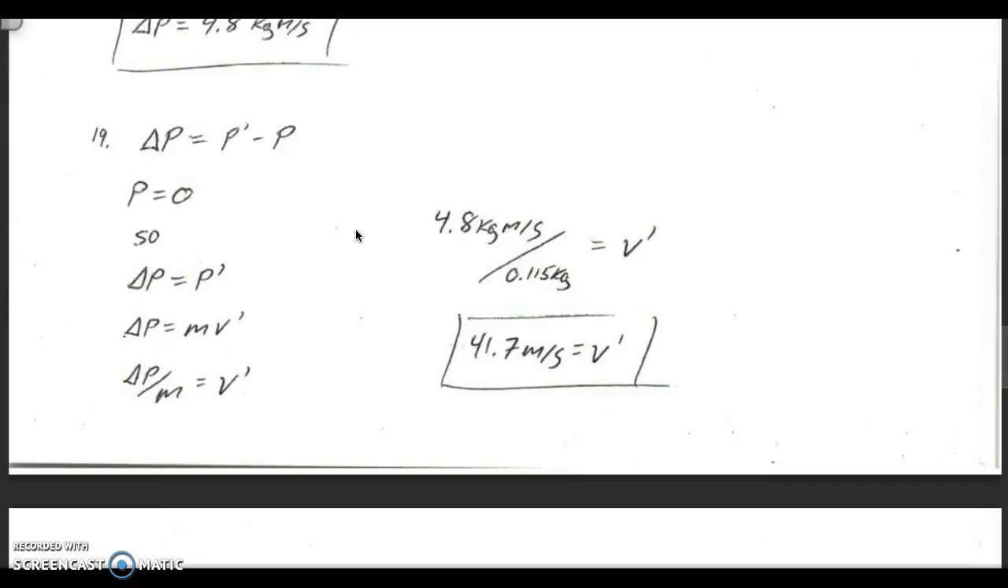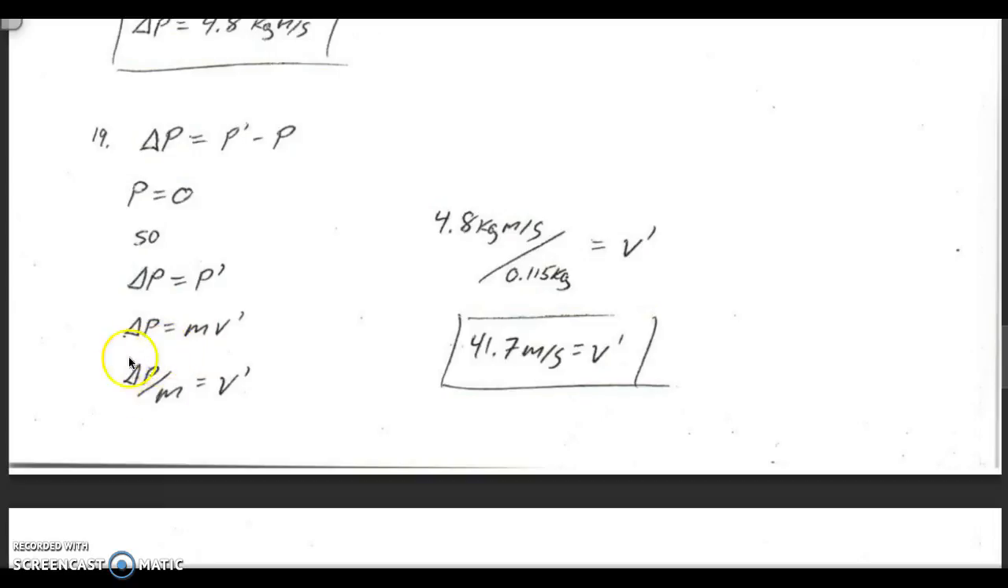Number 19. If the hockey puck in problem 18 has a mass of 0.115 kilograms, and that mass is given right down in here, and was at rest before the shot, we're going to find the speed that it now has after being hit. So the change in momentum is momentum final minus initial momentum. We know the initial momentum is 0 because it wasn't moving. So that means the change in momentum is just how much momentum it has at the end of the problem, whatever P prime is. And that's just found easily by mass times the velocity after the hit.